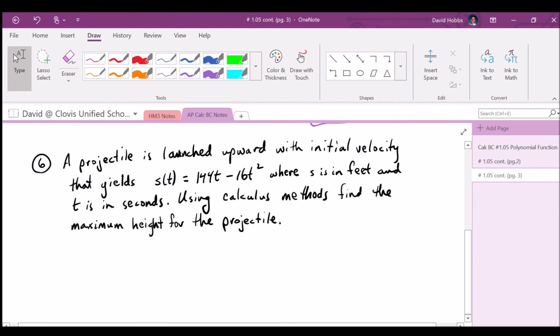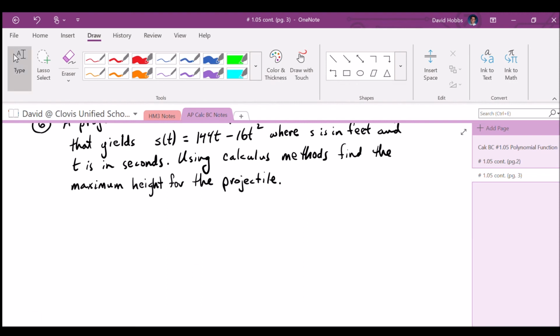A projectile is launched upward with initial velocity that yields the position function 144t minus 16t squared, where s is in feet and t is in seconds. Okay, so units are being included. Using calculus methods, so not some other method that you're aware of, find the maximum height for the projectile.